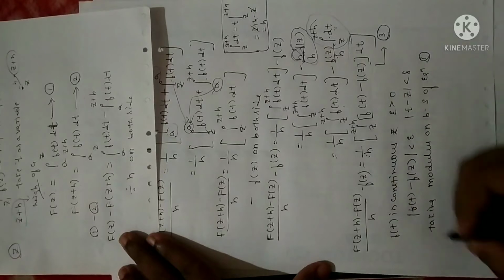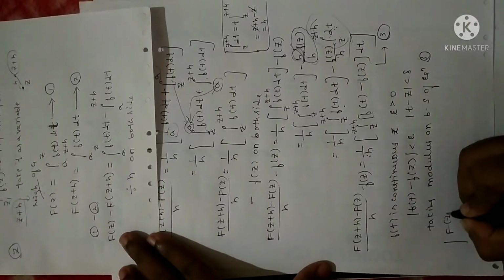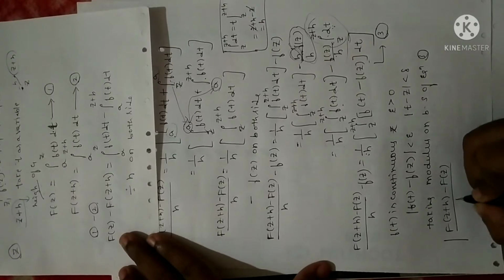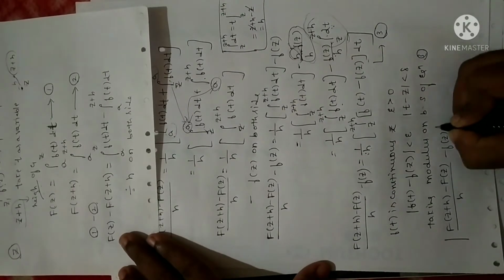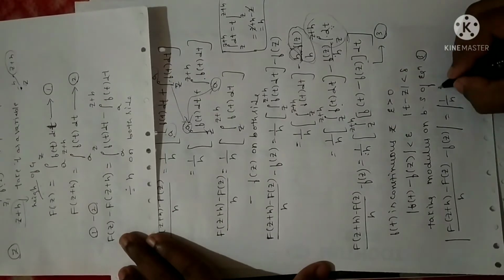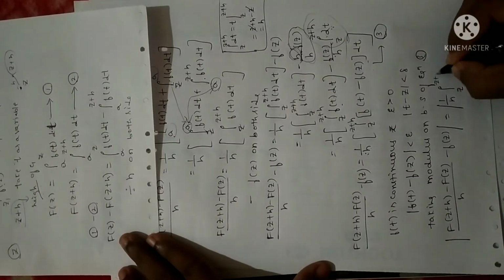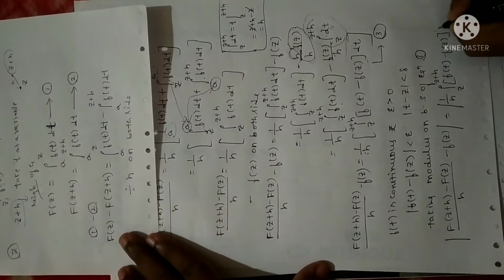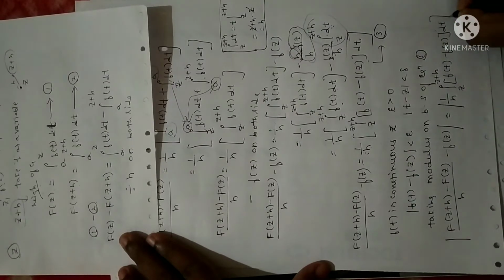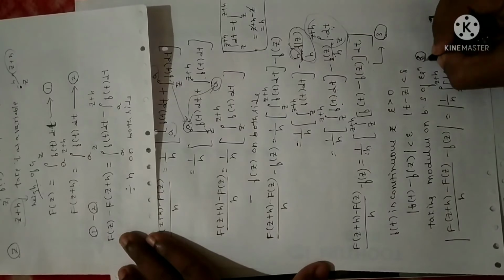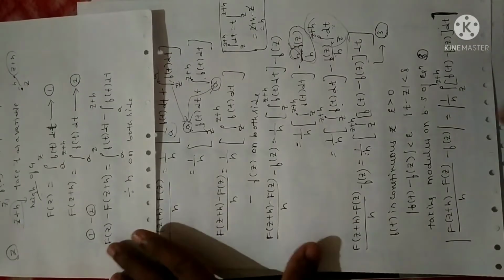When you take modulus on both sides, what can I write? Modulus of f of z plus h minus f of z divided by h, minus f of z. Just I am taking modulus. So 1 by h, I am taking modulus for the entire integral from z to z plus h of f of t minus f of z into dt. Fine. I am taking modulus of equation 3. So let me simplify.